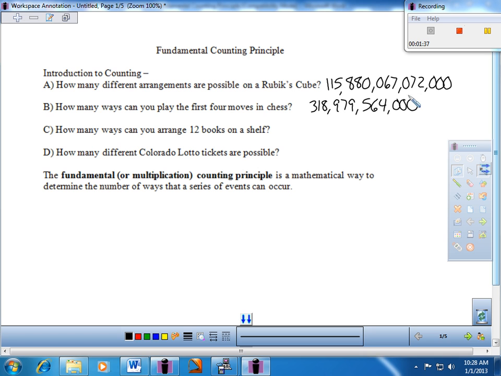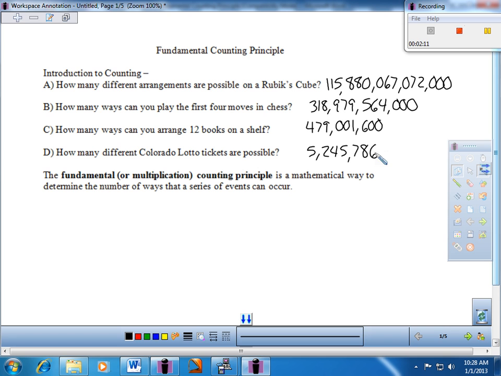So you have 12 books, you have 12 spots on the shelf in front of you. How many different arrangements are possible? And I have this number right here, 479 million, 1,600. All right, pretty amazing. And this is a good one, the last one here. How many different Colorado Lotto tickets are possible? I have 5,245,786.